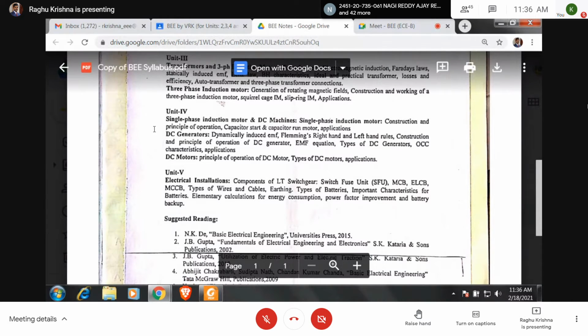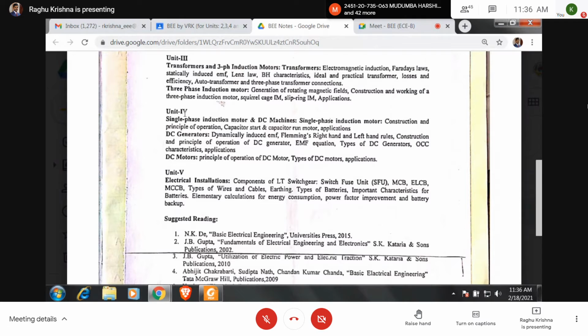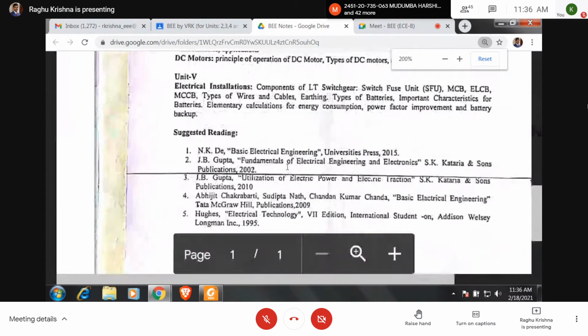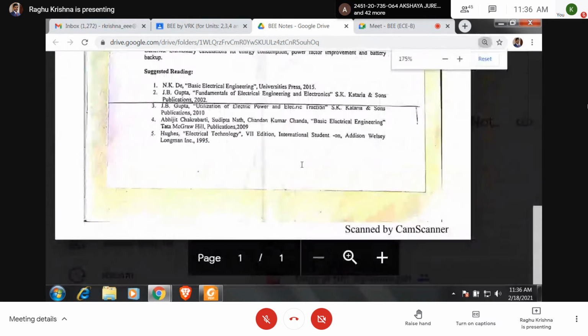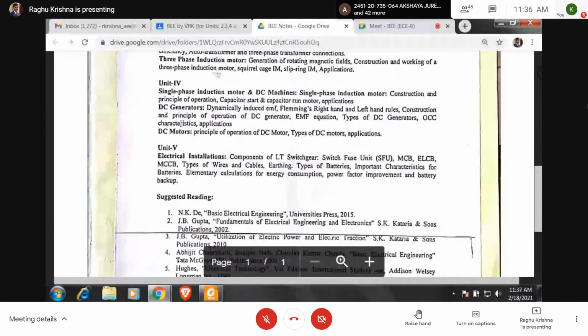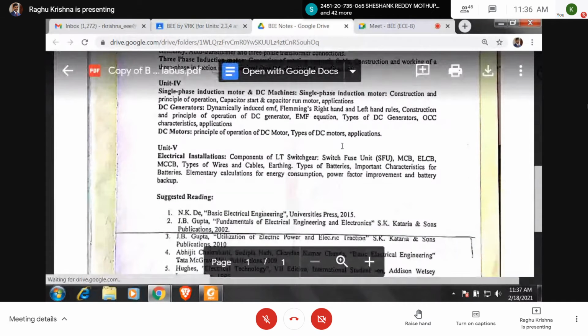Next, coming to the fourth unit. See here, fourth unit. So single phase induction motors.